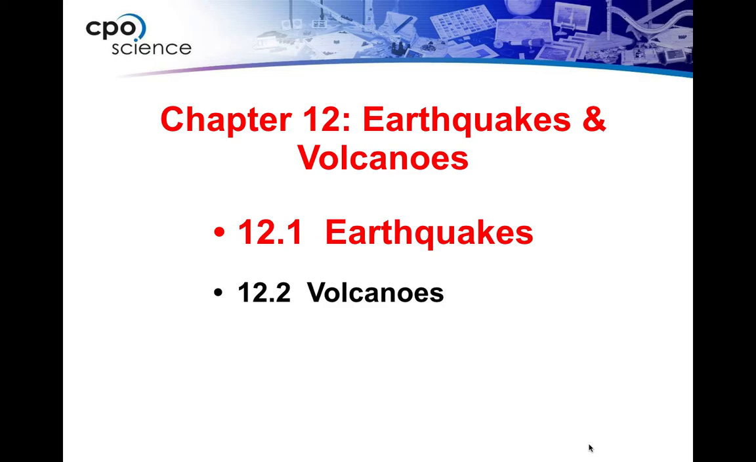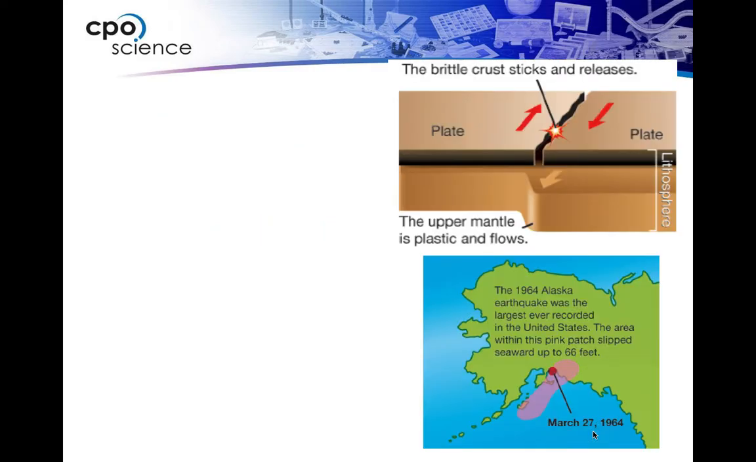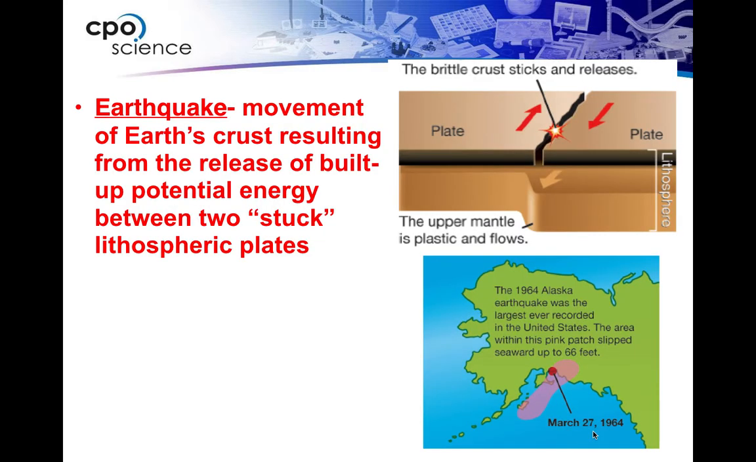Over chapter 12, section 1. So chapter 12, section 1 talks all about earthquakes. Now that we've talked about plate tectonics and these lithospheric plates on Earth's surface moving around, we're going to talk about what is the result of those plates moving around on Earth's surface. So first of all, technically, what is an earthquake?